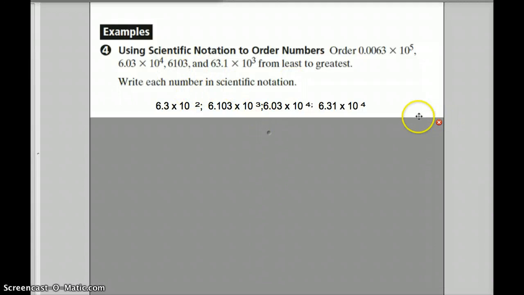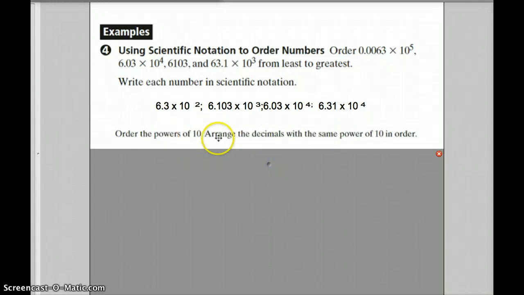So your first step is to write each of the numbers in proper scientific notation. And then, no I didn't. I'm sorry. Okay, then your second step is to order them by powers of 10 from smallest to greatest. Obviously, something times 10 to the power of 2 is going to be smaller than something times 10 to the power of 3, and so on.